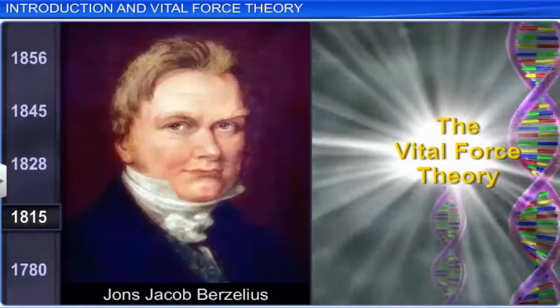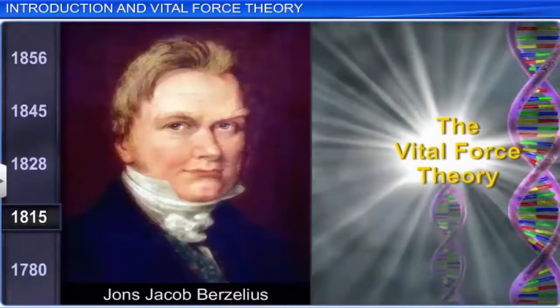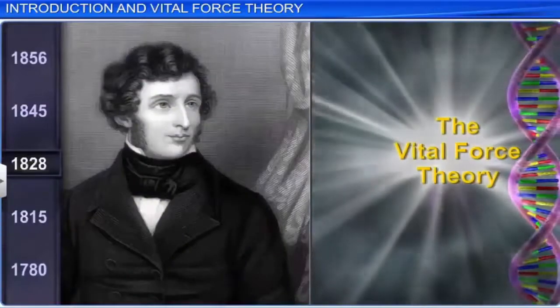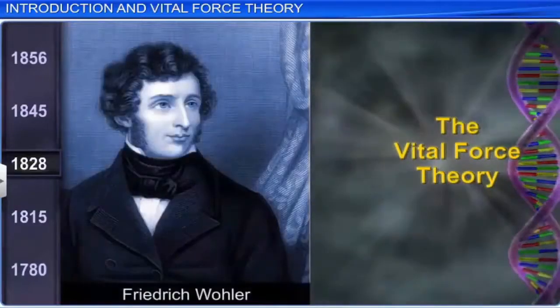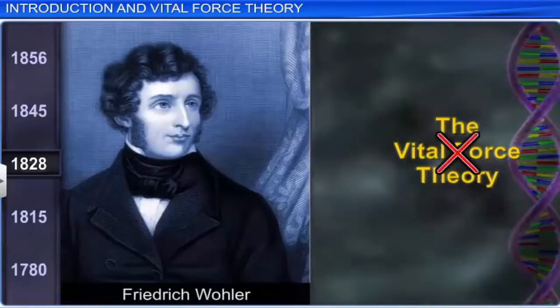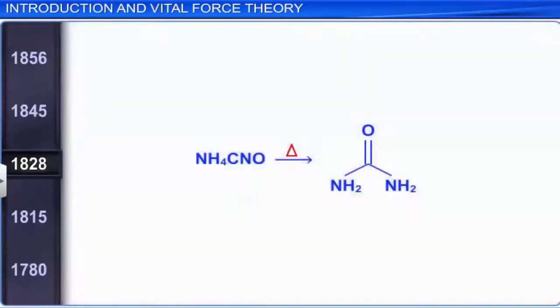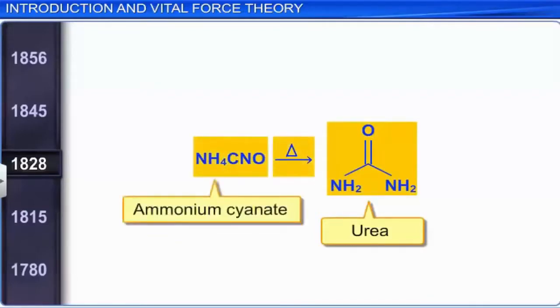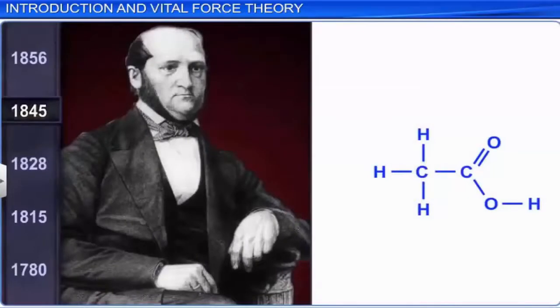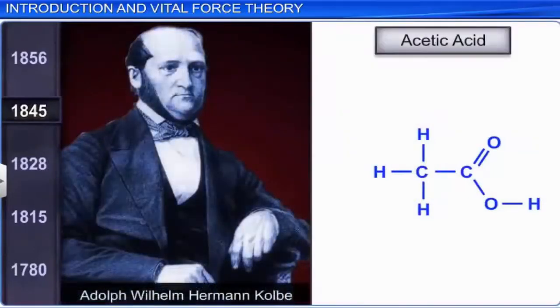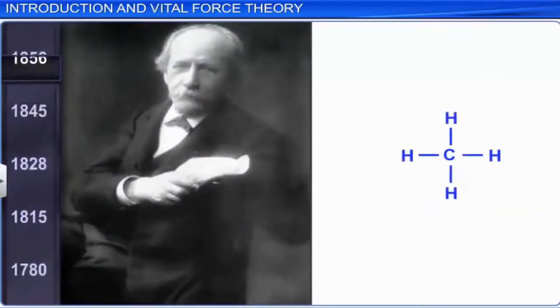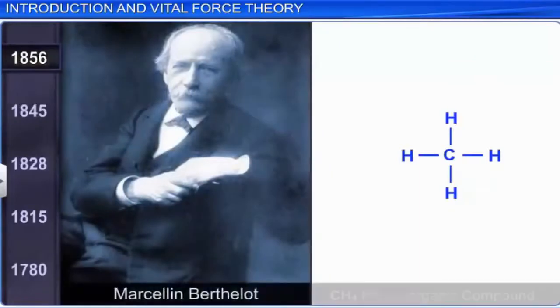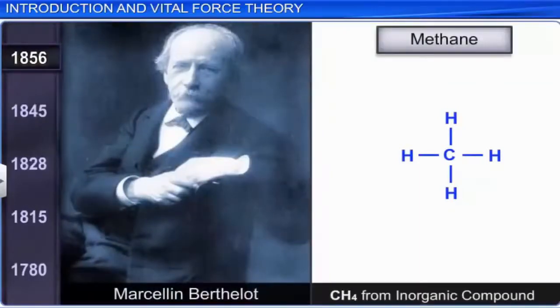However, in 1828, Friedrich Wöhler, a German chemist, rejected the vital force theory. Wöhler synthesized an organic compound, urea, by heating an inorganic compound, ammonium cyanate. Later in 1845, Kolb synthesized acetic acid from purely inorganic compound. And in 1856, Berthelot synthesized methane from an inorganic compound. Thus, this led to the end of the vital force theory.